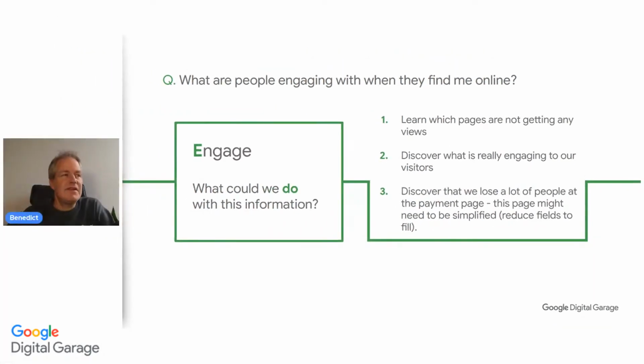So the big question here is, what are people engaging with when they find me online? So what can we do with this information? Learn which pages are not getting any views, okay? Discover what is really engaging to our visitors, and discover that we lose a lot of people at the payment page. This page might need to be simplified. So if they're spending ages and they're not actually buying, a lot of empty baskets, reduce fields to fill. So simplify everything to make it really, really helpful in that way.